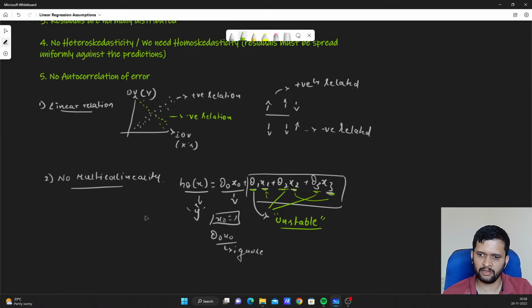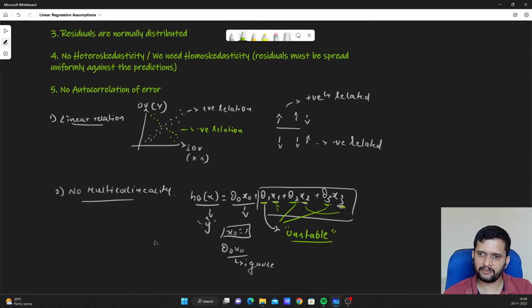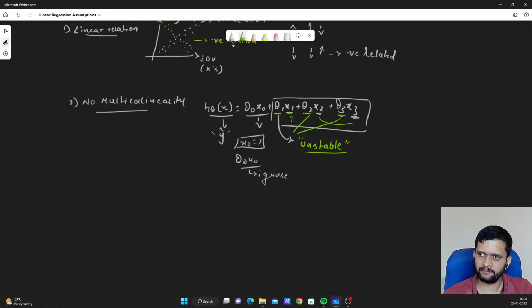Okay, so this is about multicollinearity. We should not have correlation between the independent variables. That's why they are called independent variables, right? If the features are related with each other, we cannot call them independent features or independent variables. Okay, so that is it about multicollinearity. Next, we will talk about the third one, that is, residuals are normally distributed. So, we'll see what we mean by that.